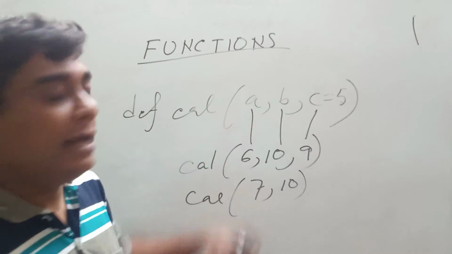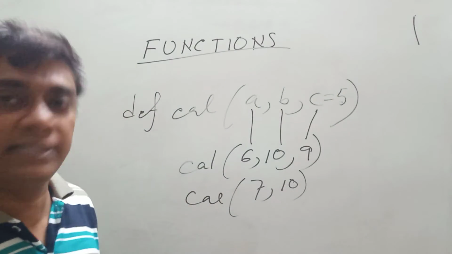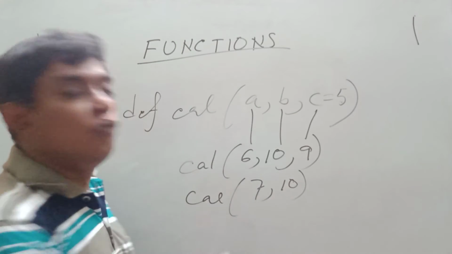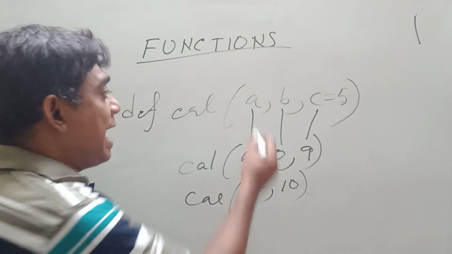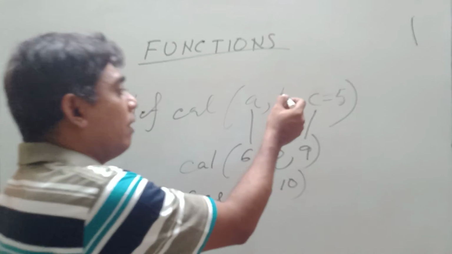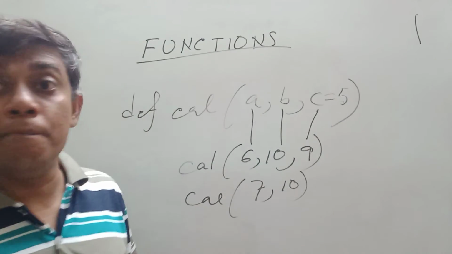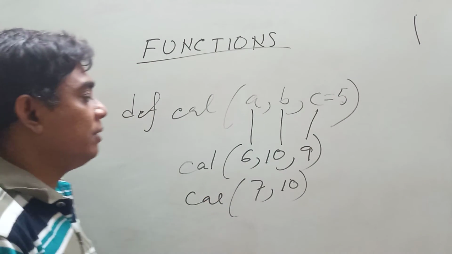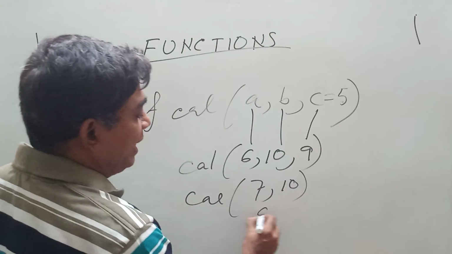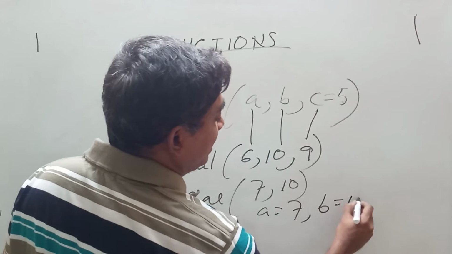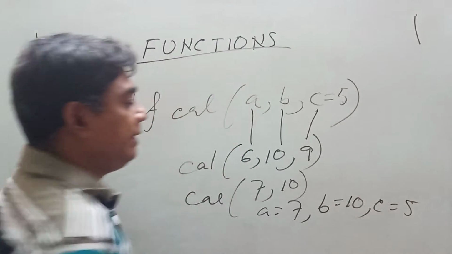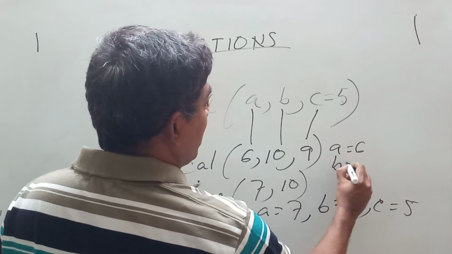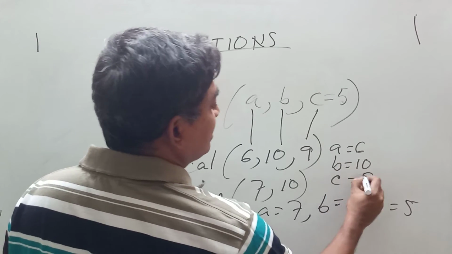In this function, there are 3 arguments A, B, C. But at the time of calling, we pass only 2 values. Then what will happen? Value of A will be 7, value of B will be 10. And by default, what is the value of C? By default, value of C is 5. So in this case, value of A is 7, value of B is 10, and value of C is 5. But here, value of A is 6, value of B is 10, and value of C is 9.